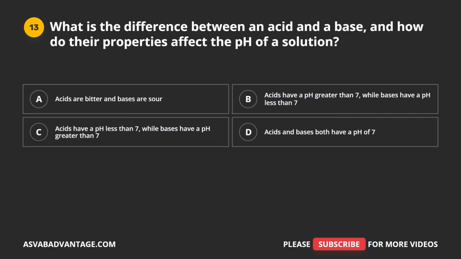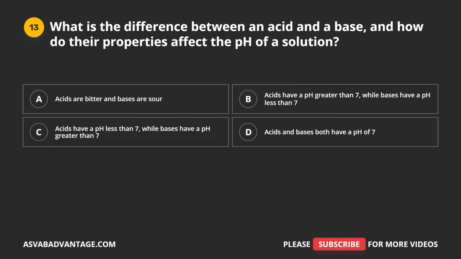Question 13. What is the difference between an acid and a base, and how do their properties affect the pH of a solution? A. Acids are bitter and bases are sour. B. Acids have a pH greater than 7, while bases have a pH less than 7. C. Acids have a pH less than 7, while bases have a pH greater than 7. D. Acids and bases both have a pH of 7.